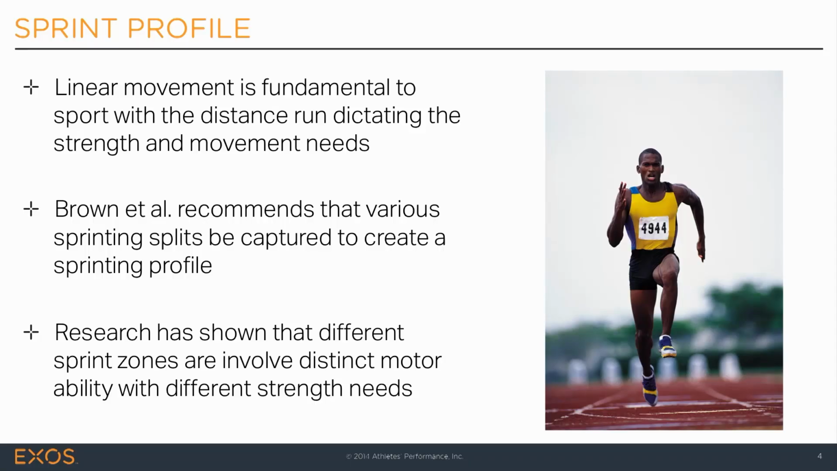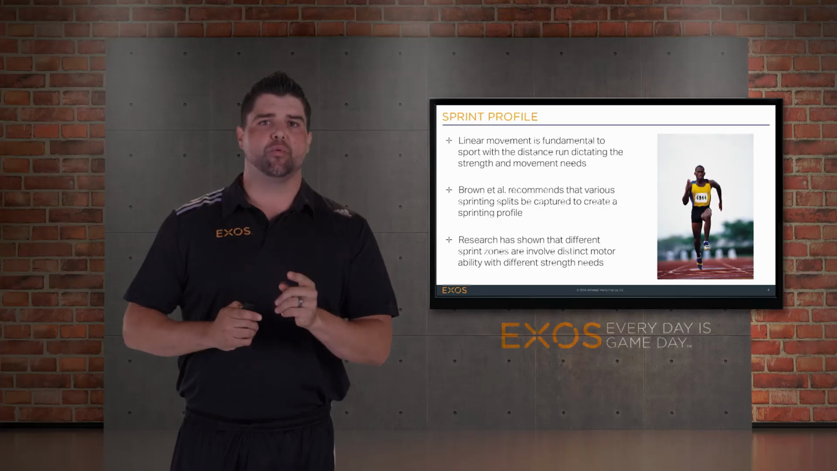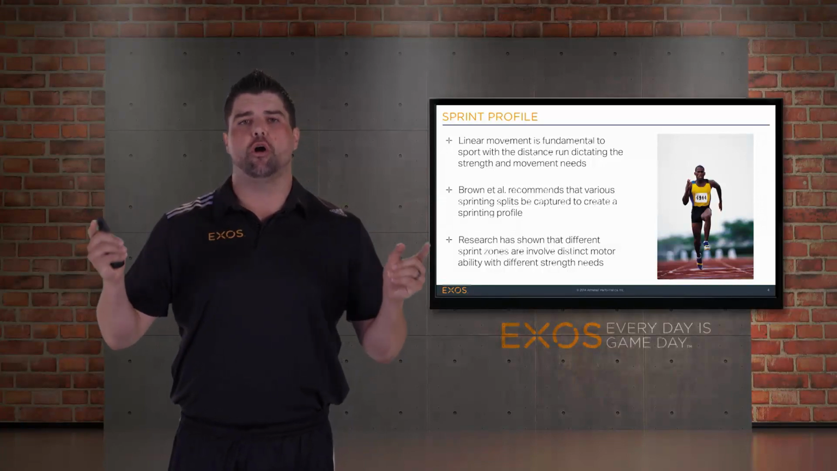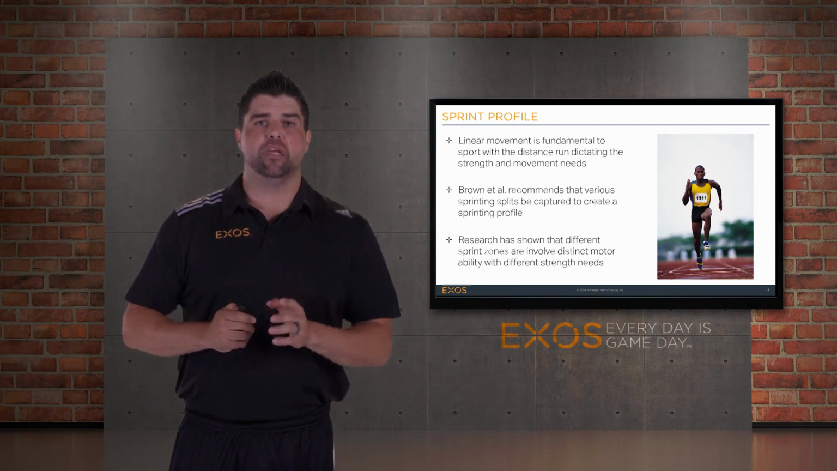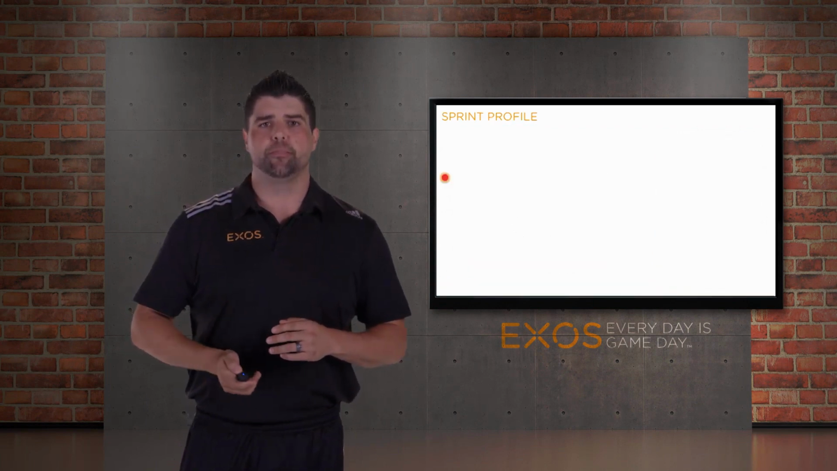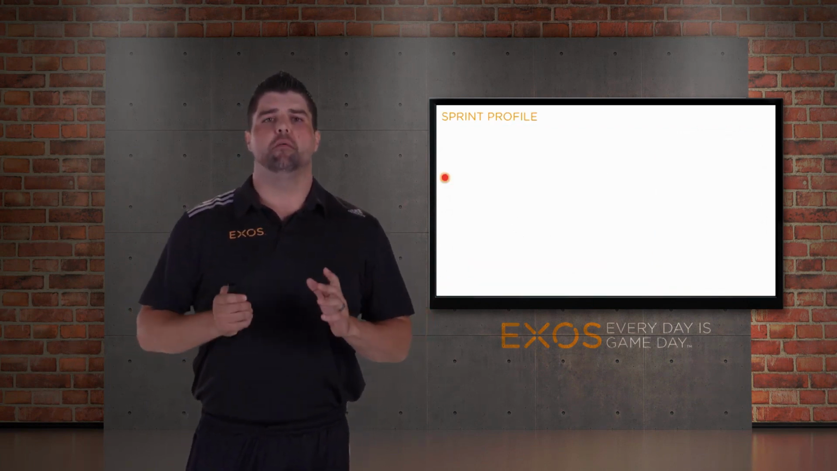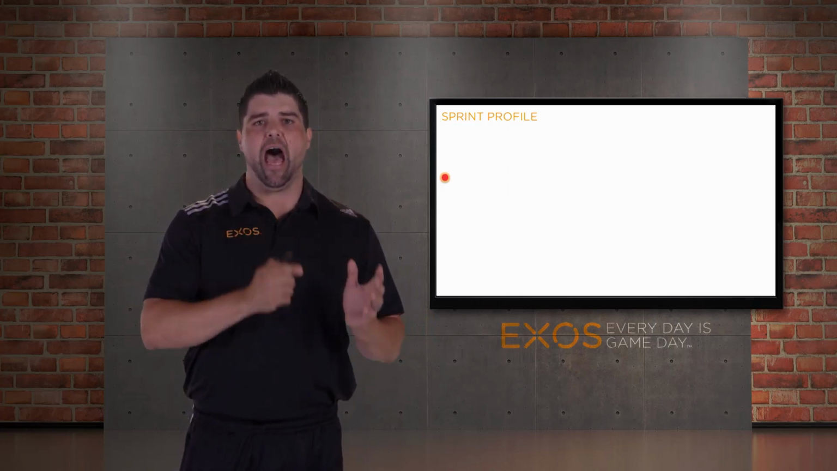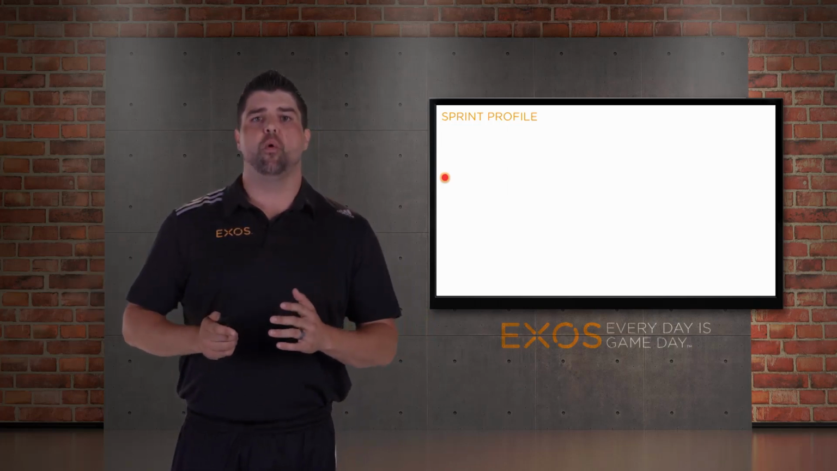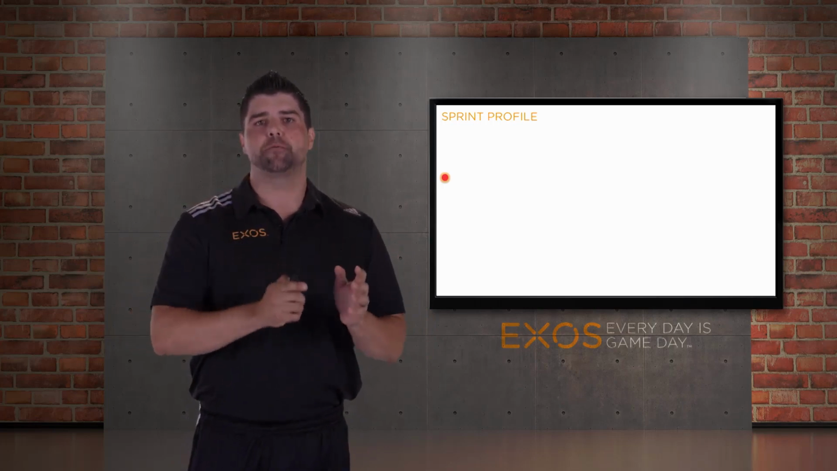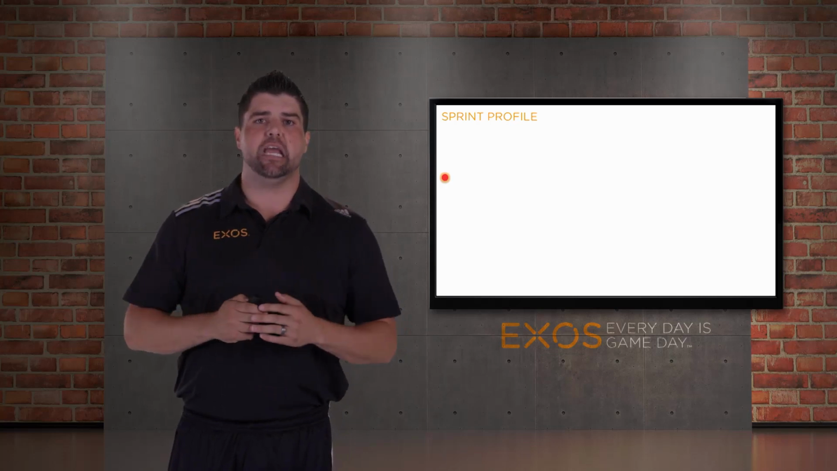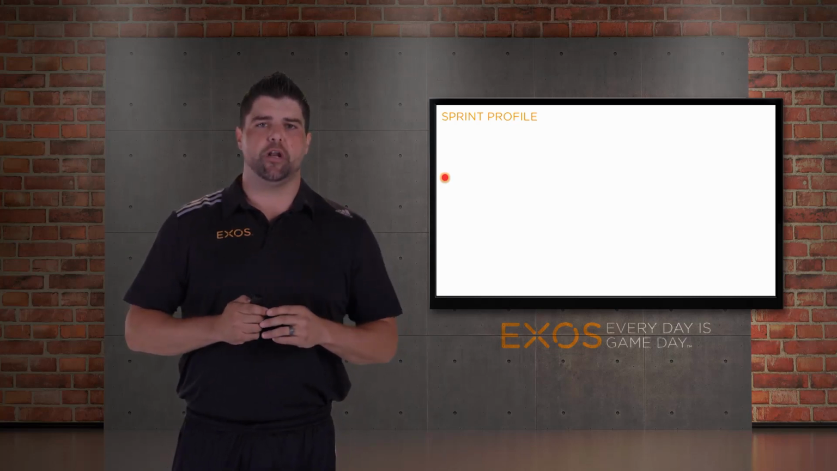Then finally, research has shown that different sprint zones involve distinct motor abilities and therefore different strength needs. Hence the reason, if we're just capturing a 40-yard split, we're not getting the totality of the underpinning sprint qualities. Hence the reason timing systems are so important. Now, when we look at our overall timing, we have a multitude of opportunities here in terms of how we run our actual tests. Therefore, we want to remind you of what the overall sprint profile looks like and then go through some options on how you can actually collect your sprinting data based on potentially different sport indicators.